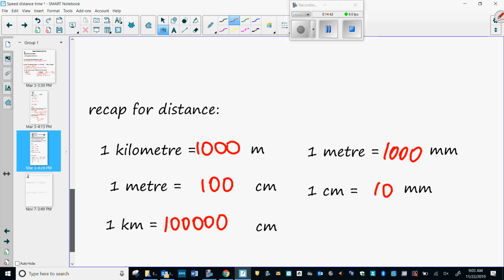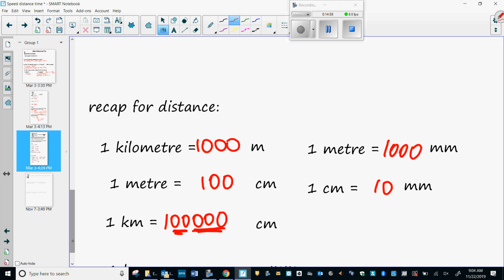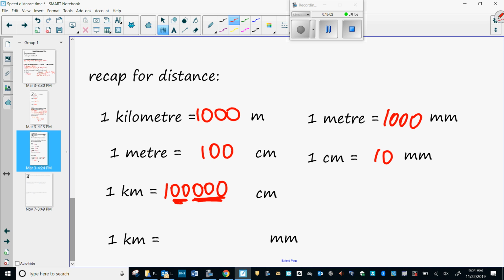Okay, how can we make sure we understand this? We know that there are 1,000 meters in a kilometer, and there are 100 centimeters in a meter. So that's how you can change that. There's one more: 1 kilometer is a million millimeters, 6 zeros. Again, there are 1,000 millimeters in a meter and 1,000 meters in a kilometer.